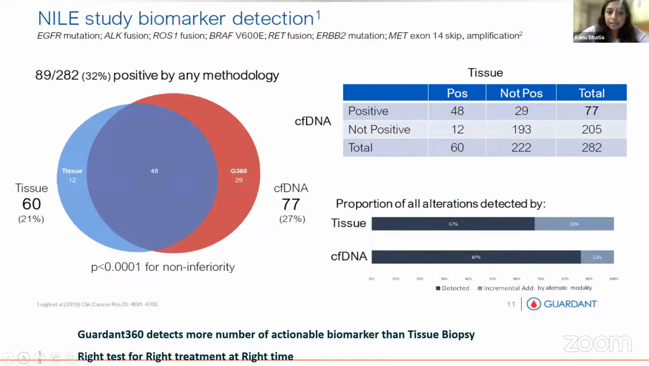Then this was the Nile study done again, which actually highlighted the importance of Garden 360. So in patients of NSCLC, when just a tissue biopsy was done, it was able to identify 21% of the mutations which were present, targetable mutations. As compared to when they were using Garden 360, they were able to identify 27% of the molecularly targetable mutations. And this difference was actually statistically significant.